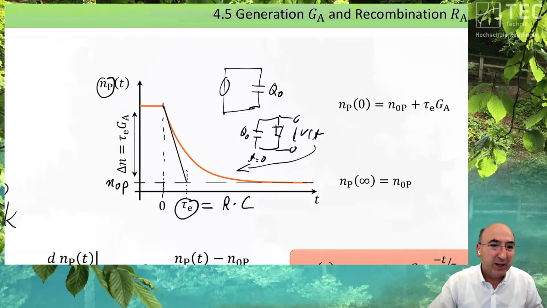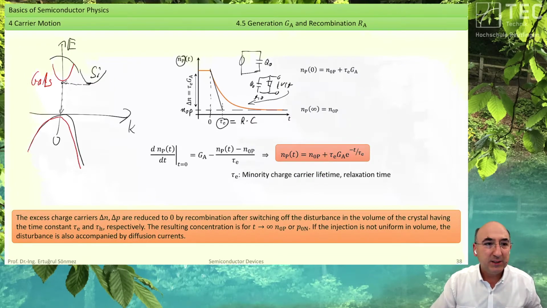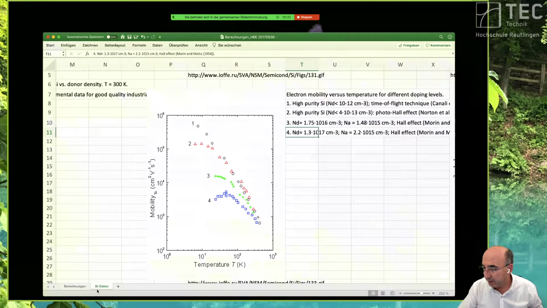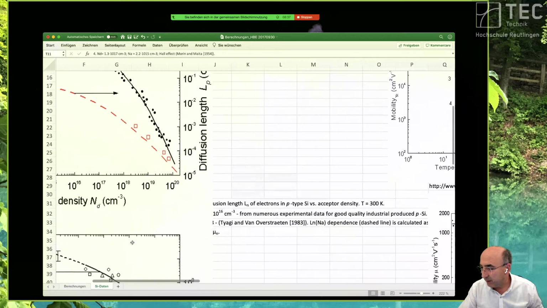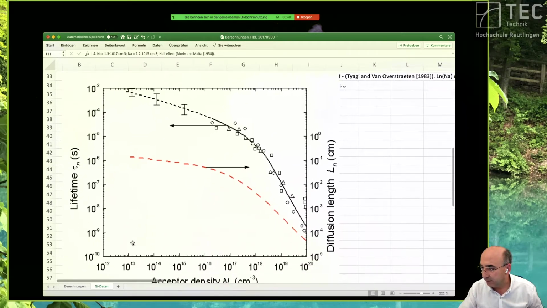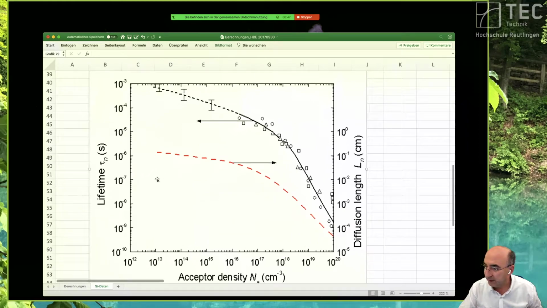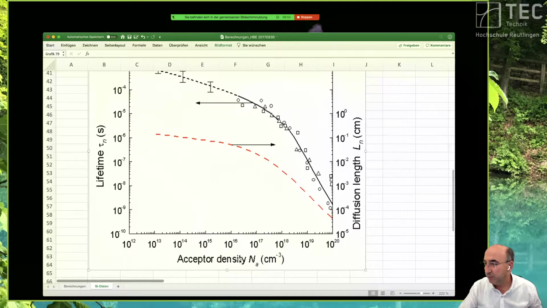Okay, okay. So in the lecture notes, you see just the relaxation time. I would like to give you some additional information on this figure. If we go to the spreadsheet again, and if we go to the second area, silicon data, there I have also put together this lifetime as a function of the doping level. So take the left axis, the lifetime of the electrons, as a function of the doping level.